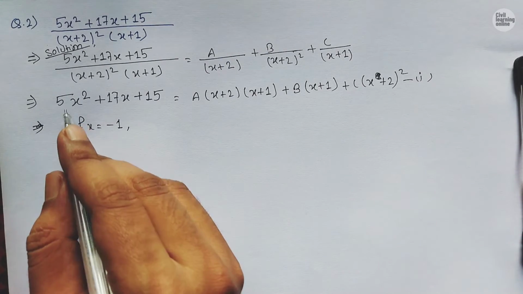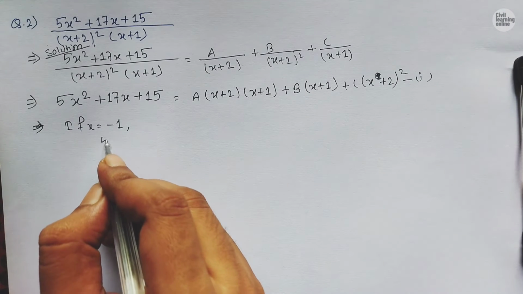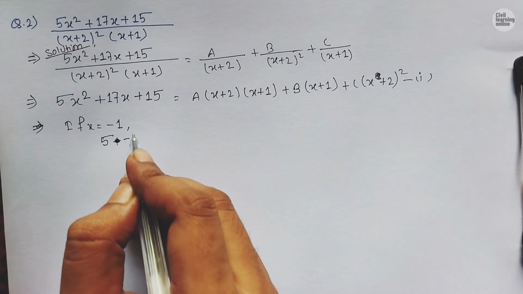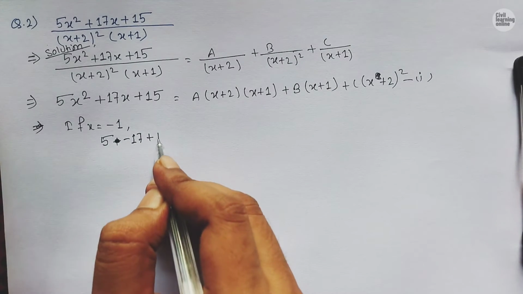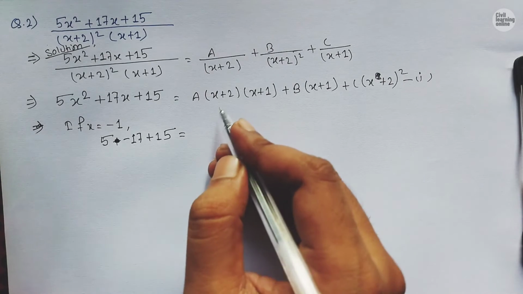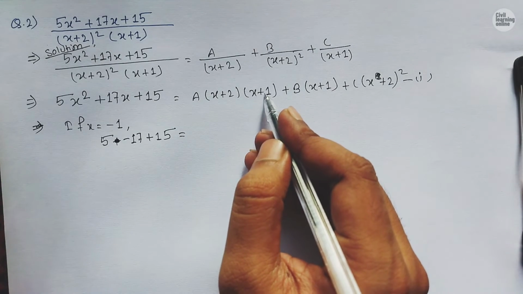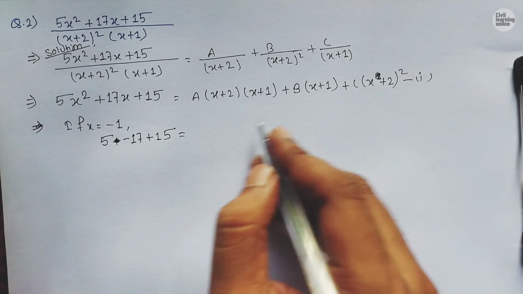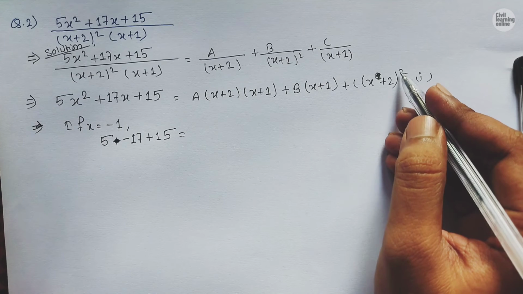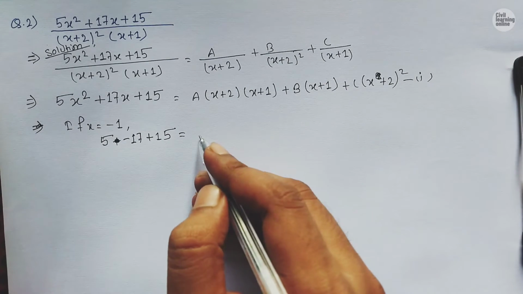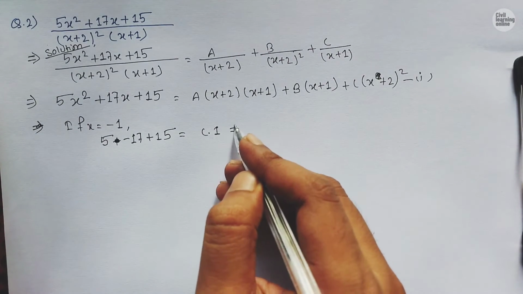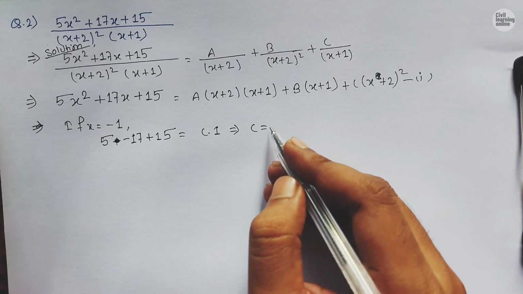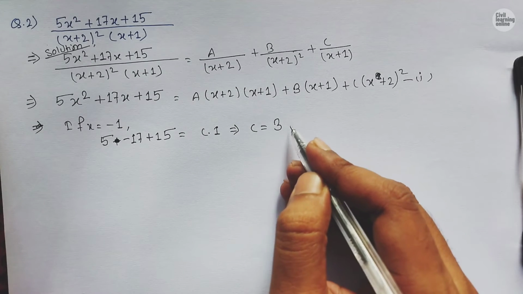So x equals to minus 1 means 5 times minus 1 squared will be 5, plus 17 times minus 1 will be minus 17, plus 15 equals to this. Minus 1 and plus 1 will make this whole term 0, and this minus 1 and plus 1 will make this whole term 0, so we will have c times minus 1 plus 2, which is 1, and 1 squared is 1, so c times 1 implies c equals to 15 plus 5, 20 minus 17, equals to 3.